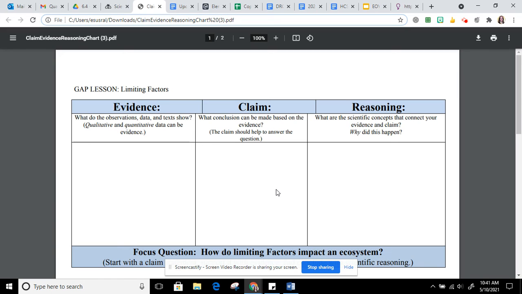And then the reasoning, these are the scientific concepts that connect your evidence and claim. Why did this happen? So your reasoning is like the why. Your reasoning is also coming from your brain explaining why you made this claim, how the evidence supports your claim, why did it happen? Okay.